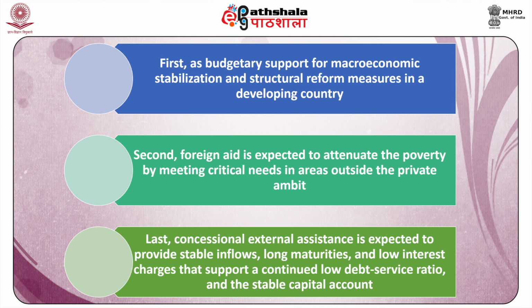Second, foreign aid is expected to alleviate poverty by meeting critical needs in areas outside the private ambit, such as primary health and education, urban infrastructure, rural and state roads, etc., and in many cases crowding in private investment. Last, concessional external assistance is expected to provide stable inflows, long maturities, and low interest charges that support a continued low debt service ratio and a stable capital account. Hence, if domestic savings are low and the prospects for foreign investment or borrowings are bleak, then foreign aid should be given in order to achieve the desired rate of growth.